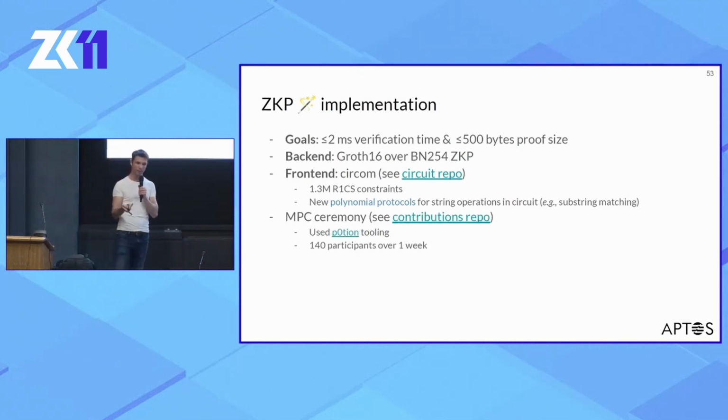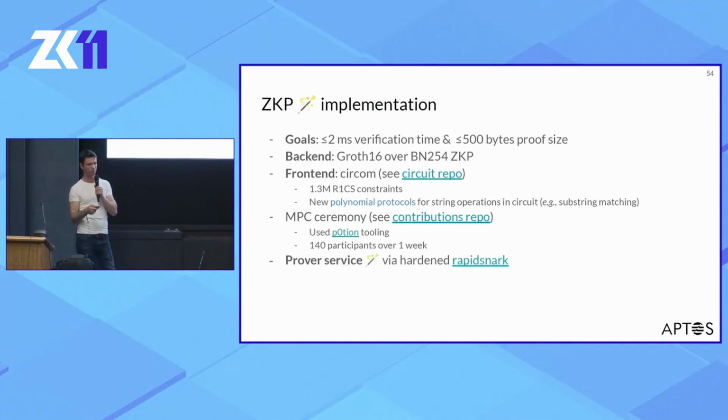We did an MPC ceremony for the circuit. We used Potion, fixed a couple of bugs in it, and we had 140 participants over the duration of 1 week. And our prover service is implemented via a hardened version of RapidSnark, which is a C++ code base. It's really fast. The only thing faster than RapidSnark that I could find is maybe Gnark, but I couldn't manage yet to benchmark our circuit in Gnark, because we have to take our Circom circuit and put it in Gnark.